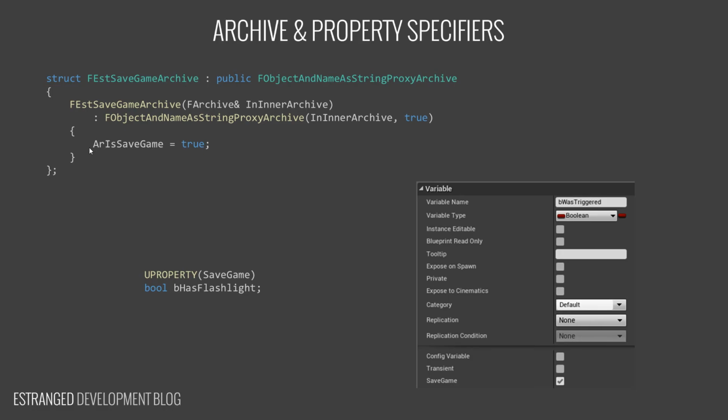What that does is that when you use this archive to serialize UObjects in Unreal Engine, if you've used the UPROPERTY specifier SaveGame above your property, or in your blueprint you've checked this advanced setting down here, save game, this archive will take note of that property and serialize it. And also when the UObject is restored, that property will get restored.